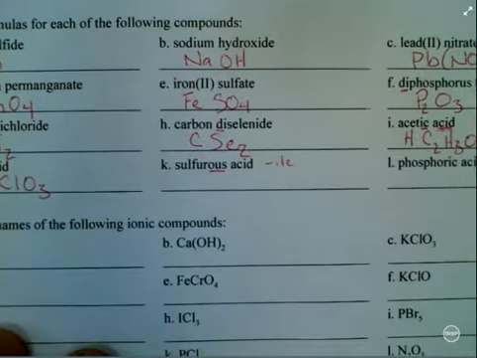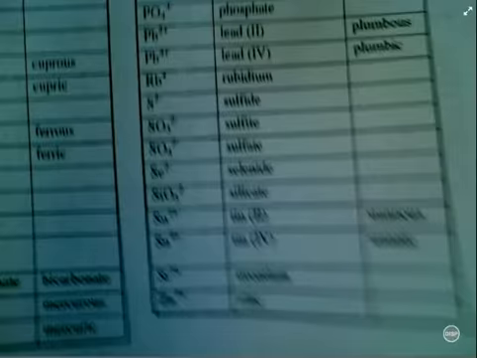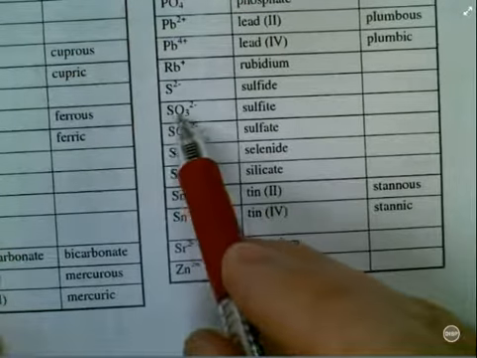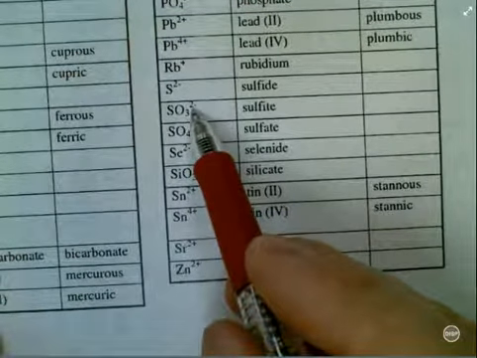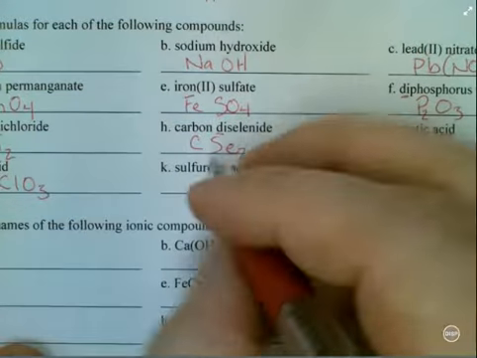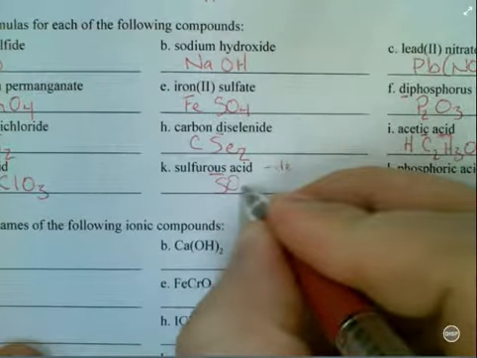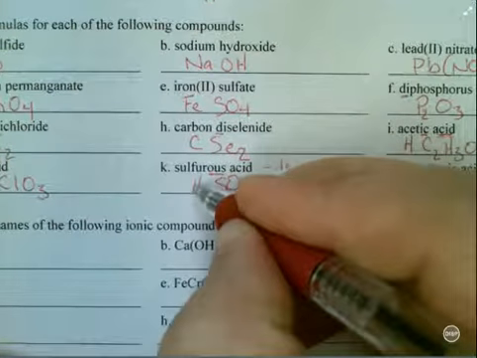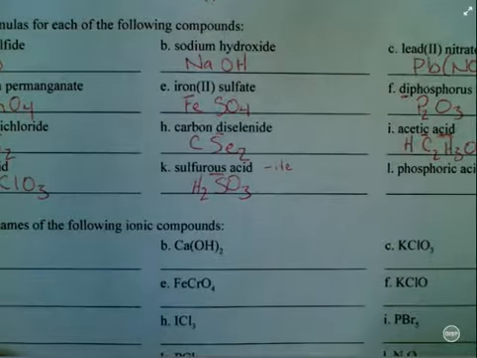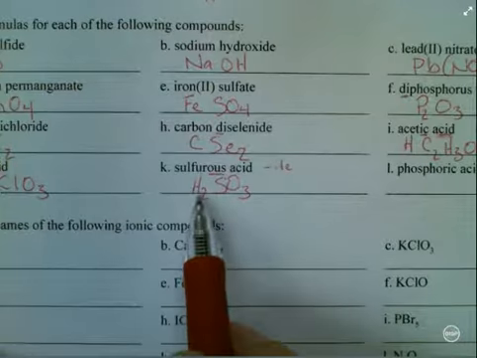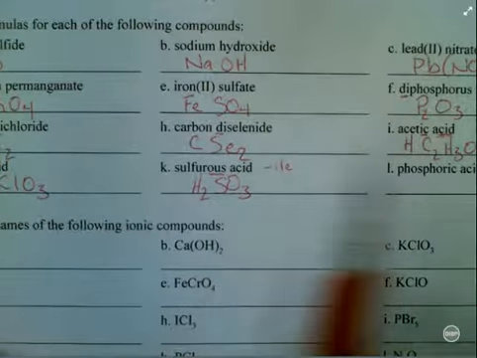Sulfite. Do we find something called sulfite? Yes, we do. Right there. It's SO3, and it has a -2 charge. So SO3, it's got a -2 charge. So in order to balance that out, I need 2 hydrogens. So this is sulfurous acid. It's acid with a sulfite polyatomic ion.